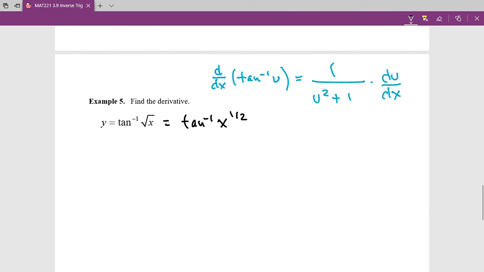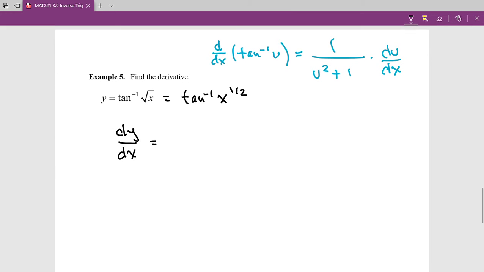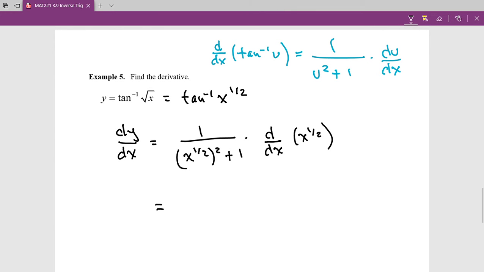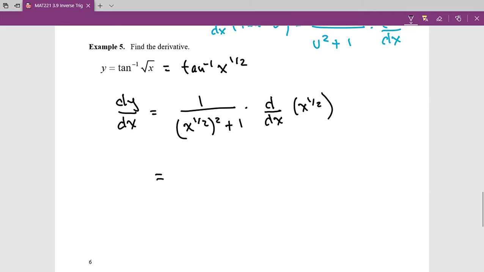So my u here is what? X to the 1/2 now. Okay, so using my formula, u is x to the 1/2. And the derivative of x to the 1/2, power rule there. And by the way, x to the 1/2 squared, 1/2 times 2 is just 1. So that's just x there.